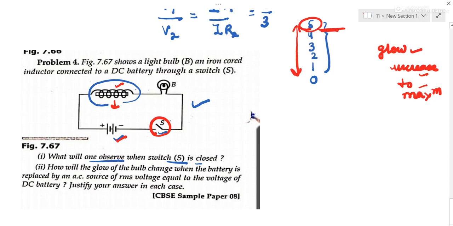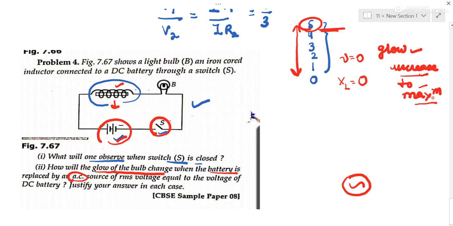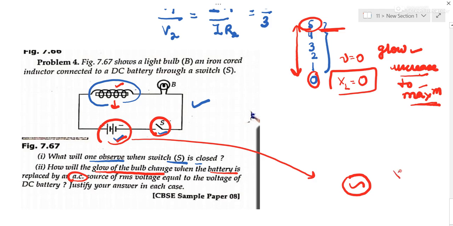Second part is, how will the glow of the bulb change when the battery is replaced by an AC source? So in place of this battery, now we are using an AC source. AC has frequency. Here frequency was 0 earlier, so the inductor had no role to play, no opposition it was offering. So the bulb was going to its maximum. Initially only it was a little slow for a second. But here if you are replacing the battery by an AC source, then it will offer its inductive reactance. So yes, the glow of the bulb will decrease.